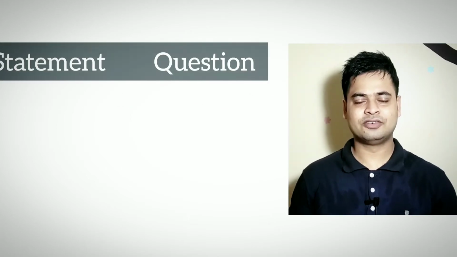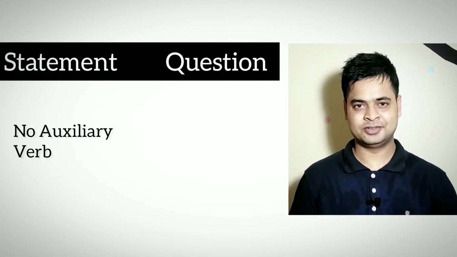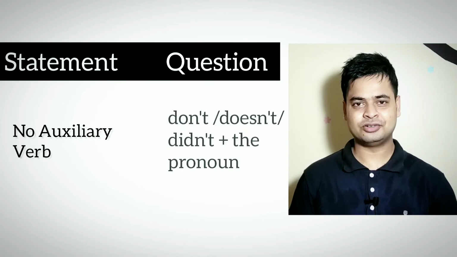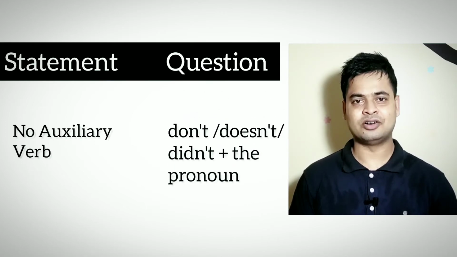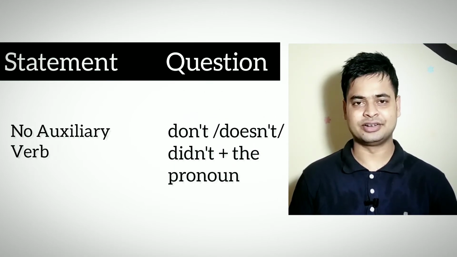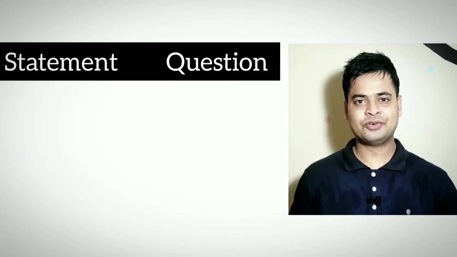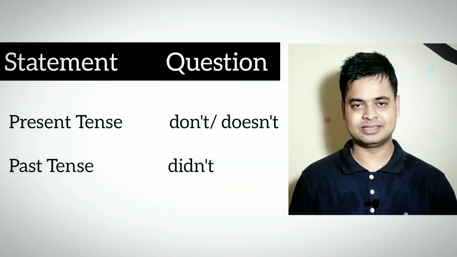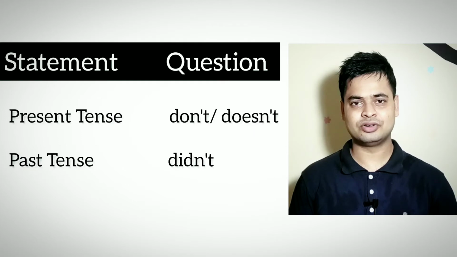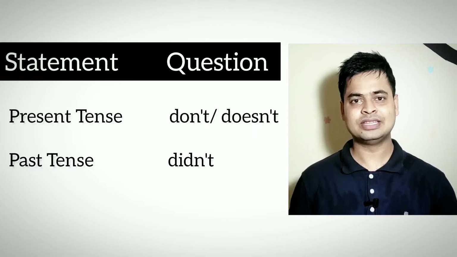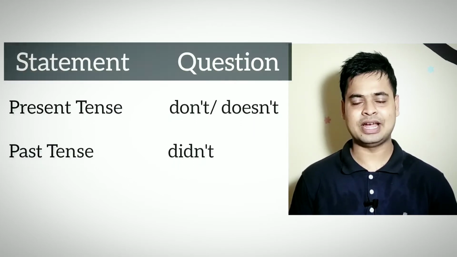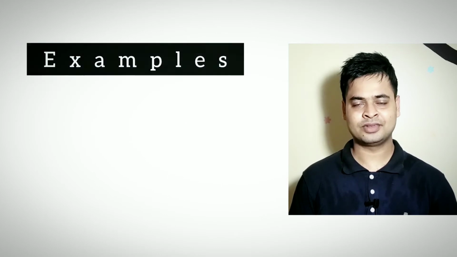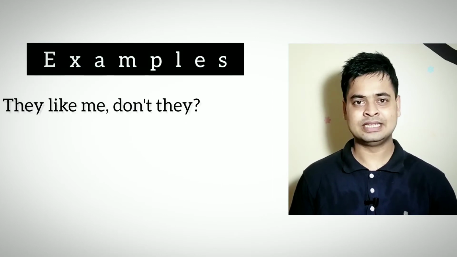If there is no auxiliary verb in the statement, we have to write don't, doesn't, or didn't in the interrogative fragment. When the statement is in present tense, we have to write don't or doesn't. When the statement is in past tense, we have to write didn't. For example, they like me, don't they?